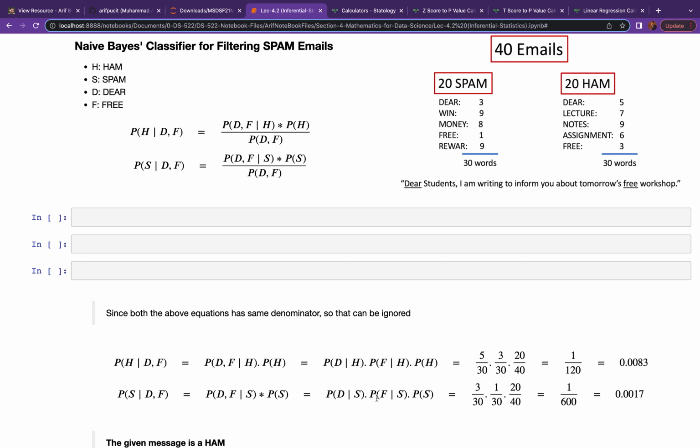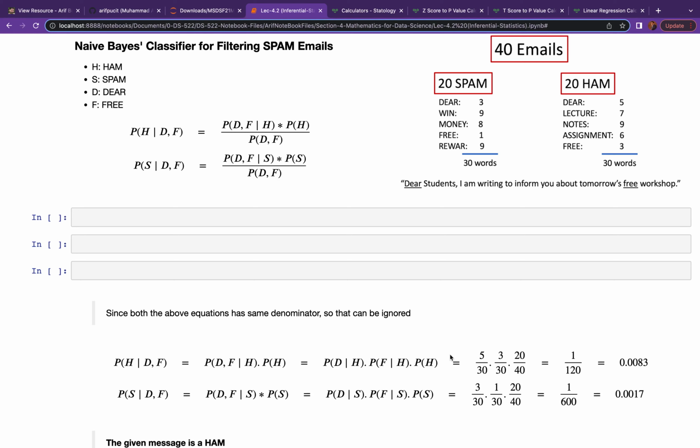My dear friends, the naiveness in our algorithm is the assumption that the order in which the words appear in this message is irrelevant. So the word dear is coming before the word free. This is irrelevant. Remember, this is what the naiveness is in this algorithm. This is the naive part of Bayes theorem, which makes our calculation easy, thus making it efficient.